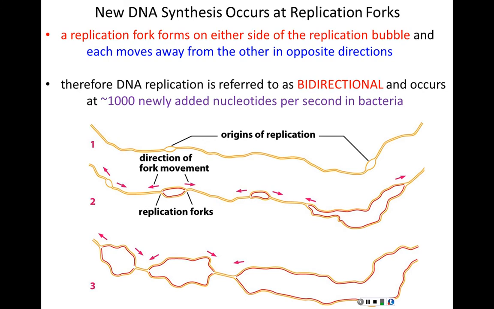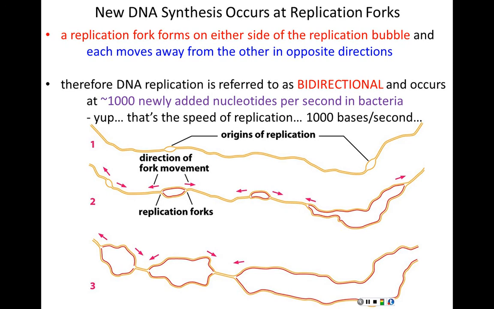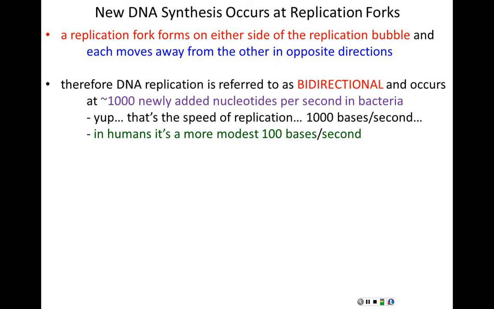In bacteria, the rate of replication is 1,000 newly added nucleotides per second. Think about that. 1,000 newly synthesized bases per second is the rate of DNA replication in bacteria. The rate in human cells is a little bit more modest. It's tenfold less, 100 bases per second, which is still amazing. I mean, just count to one, and 100 new bases of DNA were made in that time.